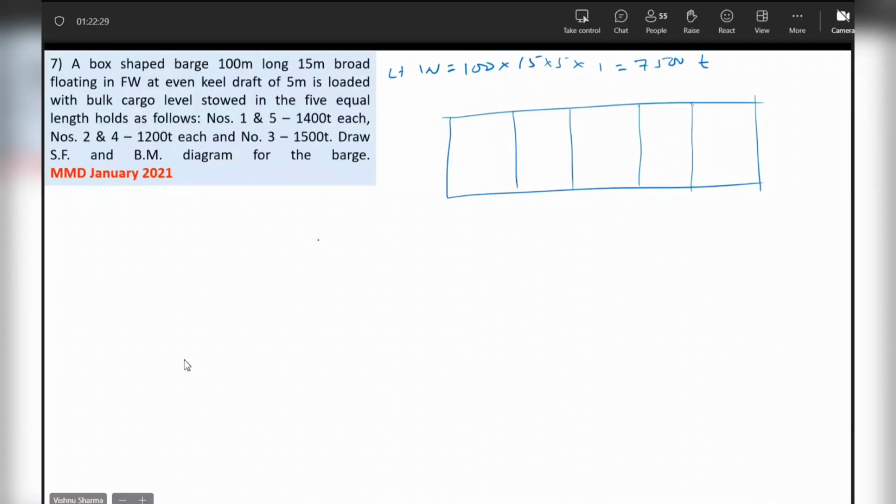1 and 5 is same. 1,400. 1,400. 2 and 4 are 1,200. 1,200. 1,200. And this is 1,500. So you can total up the weight.